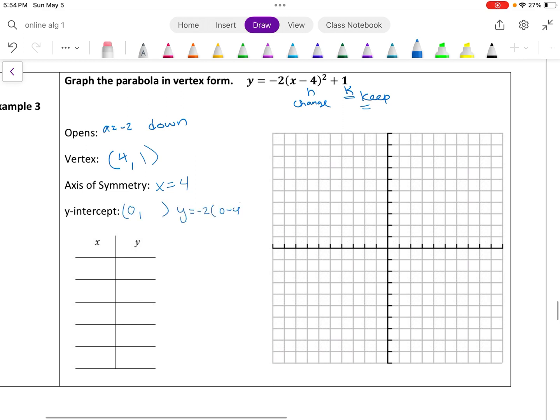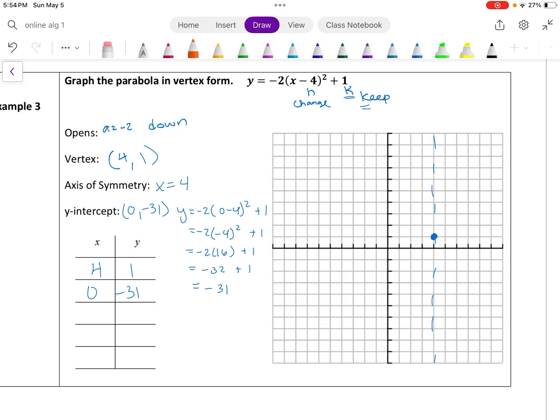My y-intercept, if I plug 0 in, 0 minus 4. Okay. Again, for time, I'm going to do this a little bit faster than I would, but you can always pause to check what's happening. Hopefully you're able to do this without watching the video. Again, -31. That's not going to fit on my graph here, but that's okay. So my vertex is 4, 1. Here's my axis of symmetry 4. Here's my vertex 4, positive 1. I'm going to put that in my table. I can put my y-intercept in my table. And I'm going to pick another x value. I'm going to pick 3 because 3 is close to 4.